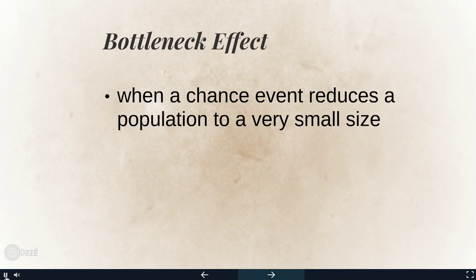Bottleneck effect occurs when a chance event such as a natural disaster reduces a population to a very small size. The remaining population may have different allele frequency to the original population. The lower numbers of the population causes lower genetic variation as there is a limited selection of alleles.